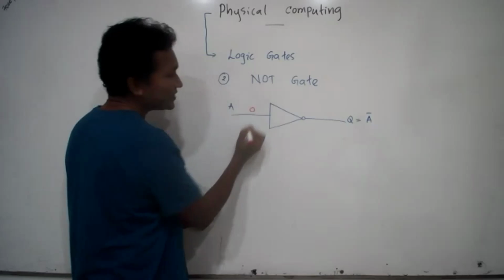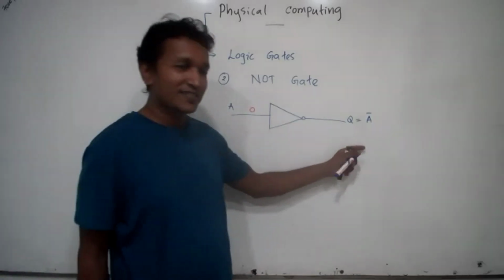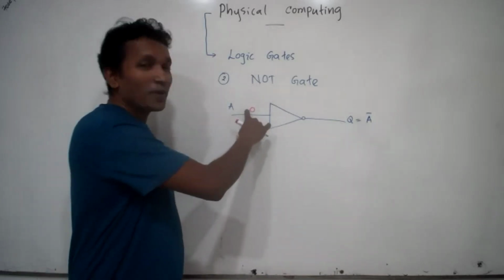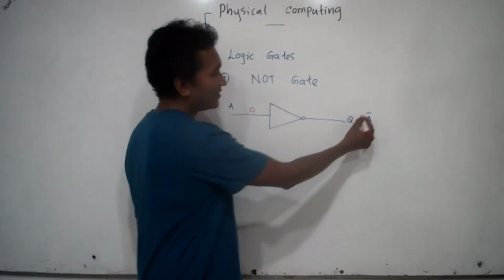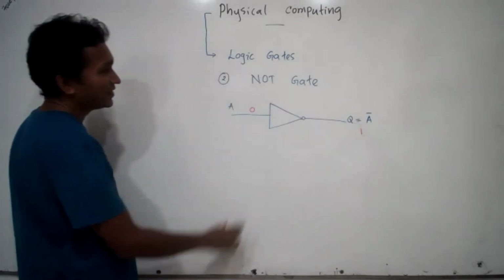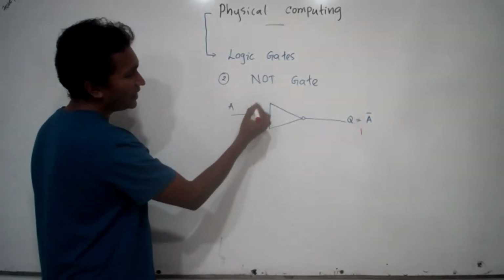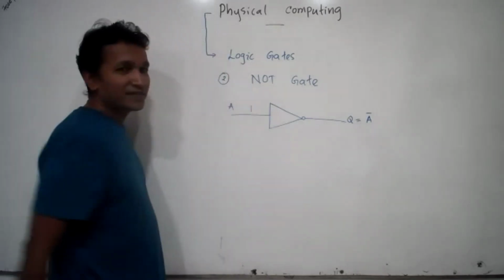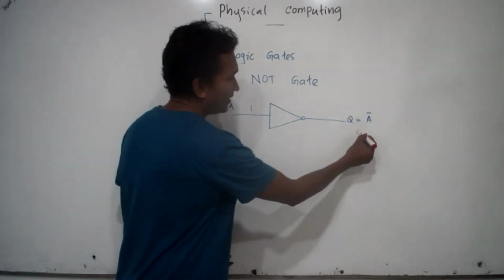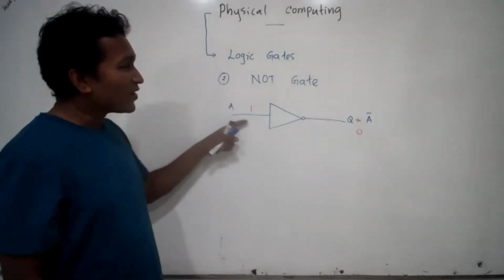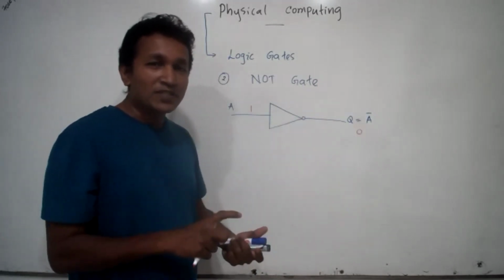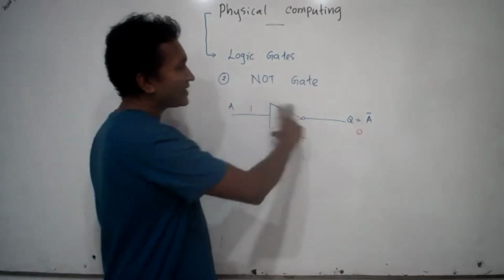When A is 0, signal is 0, what will be the output? 1. Yes. The opposite of this input is 1. If this is 0, output will be 1. If this is 1, what will be the output? 0. Remember that when there is a NOT gate, it will give the output as the opposite of the input. That is the NOT gate.